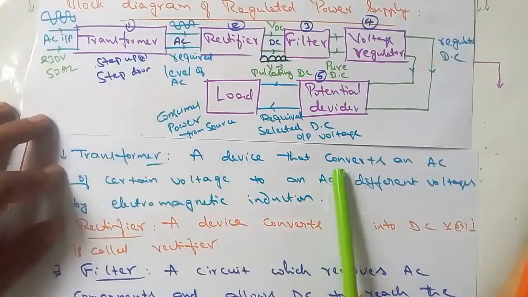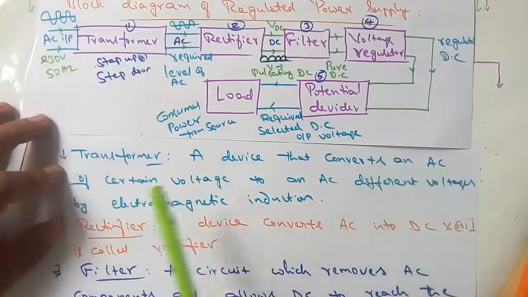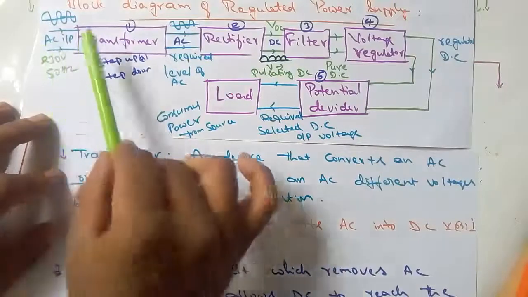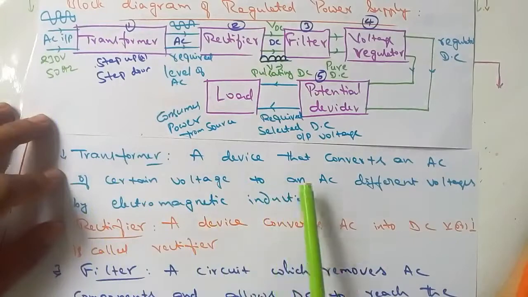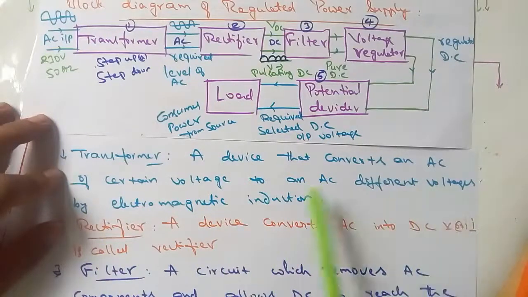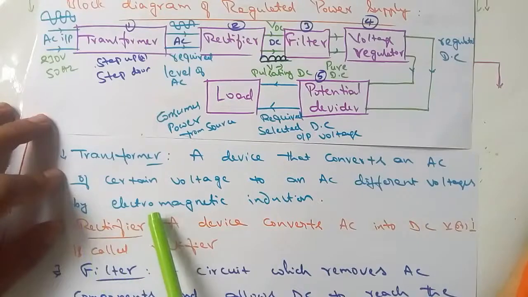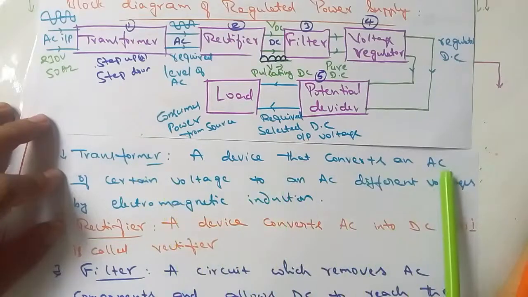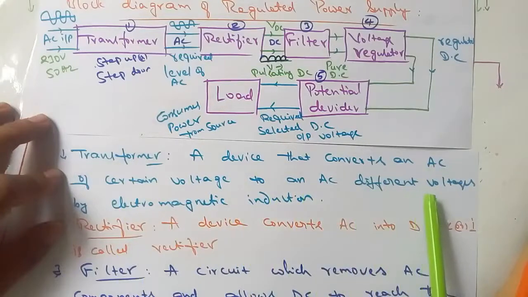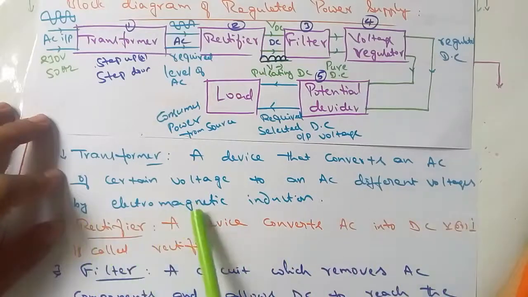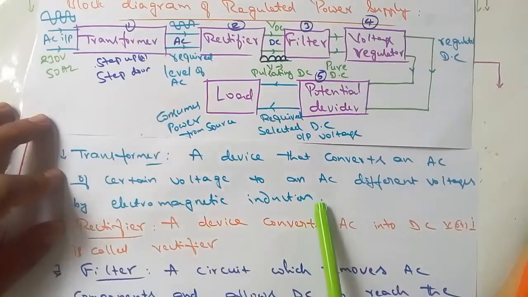A device that converts an AC input, an AC of certain voltage, to an AC of different voltage by electromagnetic induction. This is the principal phenomenon behind the working of a transformer. A device that converts an AC of certain voltage to an AC of different voltage by electromagnetic induction is called the transformer. Understood?